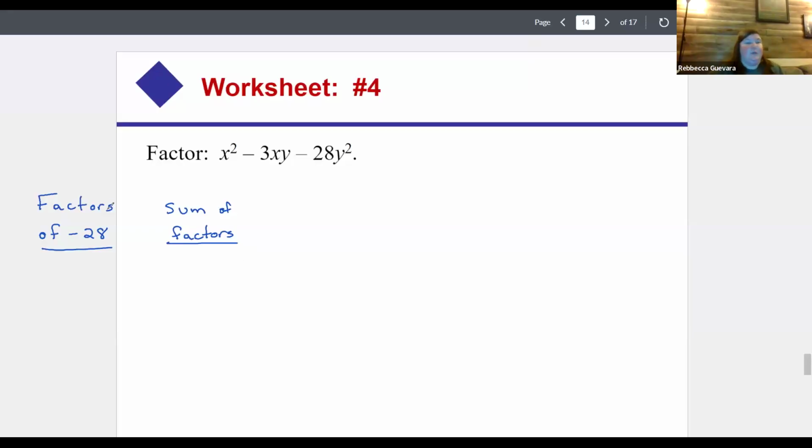So factors of negative 28. Well, we'd have negative 1 and 28. You'd have 1 and negative 28. The sum of the first one would be 27, and the other one would be negative 27. We could do negative 2 and 14. That would sum to 12. You can do 2 and negative 14. That would sum to negative 12.